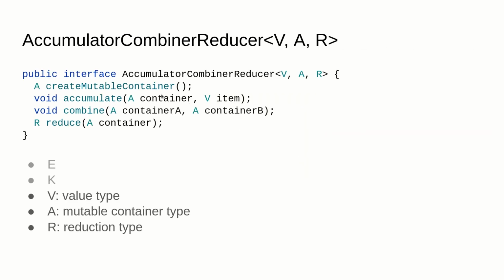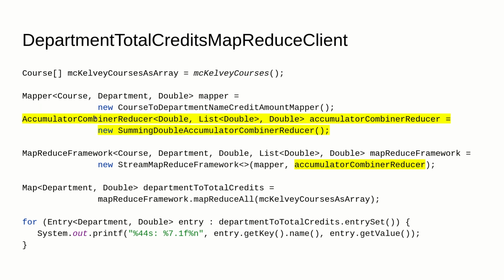You can see it has these 4 methods: create a mutable container, accumulate some item into that container, combine 2 containers together, and then the big one, to take a container and reduce it down into its final value. You can see the V, A, and R that match up with the value type, the mutable container type, and reduction type. And in the total credits client that we've been building, this is the part where I create this summing double one, which we'll build in a second. And we pass it in here.